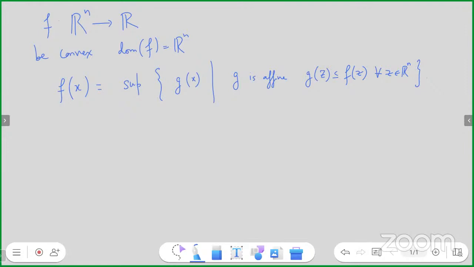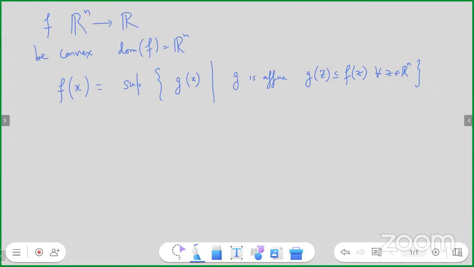What does this really mean? We have not yet proved it, but supposing it was true, what does this actually mean? g affine means just some a transpose x plus b. All functions which are essentially from below, they're approximating f of z. That's what it means. g of z is less than or equal to f of z for all z. You're trying to look at the supremum of those functions.